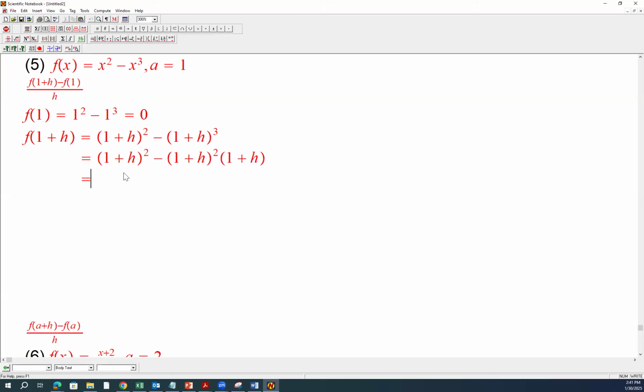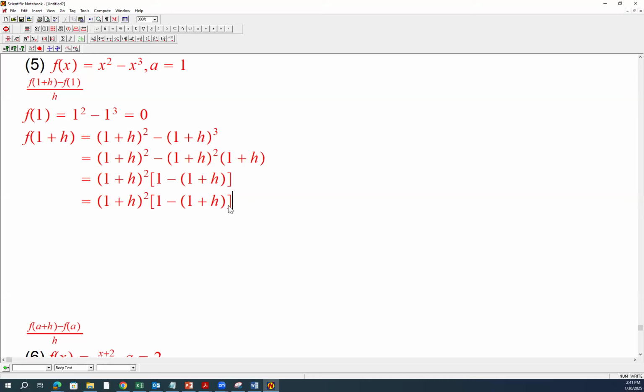You see the way we write it, it's (1 plus h) squared minus (1 plus h) squared times (1 plus h). So I'm going to factor out this piece because we have that in either form. So after this one is factored out, what's left in the bracket is 1 minus (1 plus h). This actually will greatly reduce the amount of work we have to do. Let's see how.